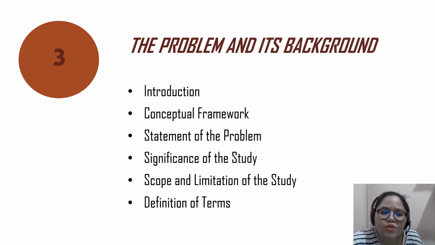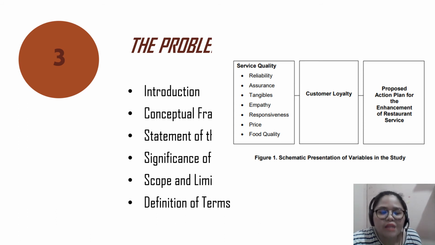Another thing that I would like you to also think about is the schematic diagram. After the statement of the problem, I want you to come up with the schematic diagram. What is the schematic diagram? It's just like a picture of what your study is about and what will be the direction of your study. For example, this one, there's service quality, and then I would like to know the customer loyalty of that specific establishment in Surigao del Norte. And then, for it to be beneficial to the population, I come up with a proposed action plan for the enhancement of restaurants. So this is an example of a schematic presentation that I want you to put after the statement of the problem. Okay?